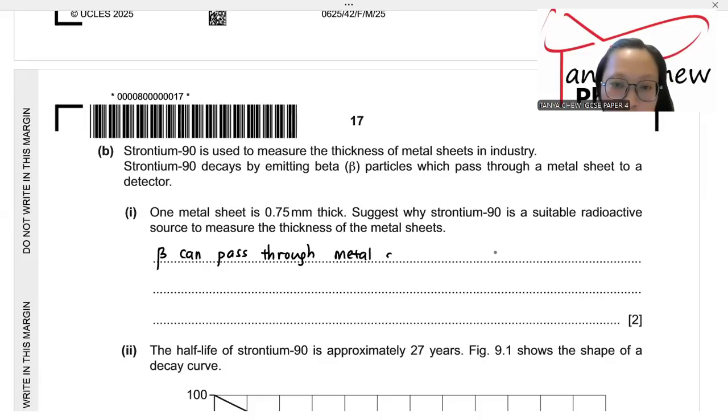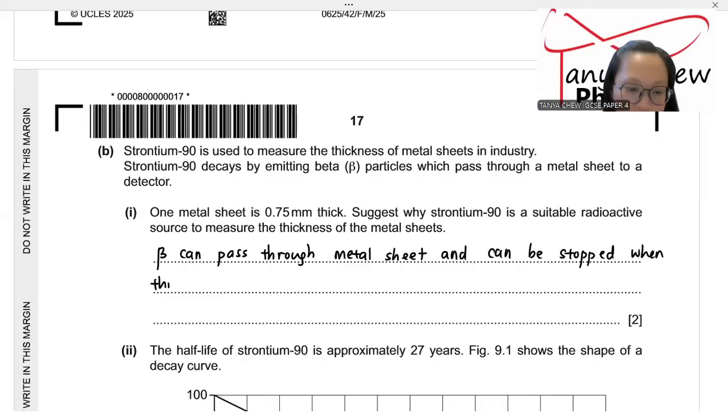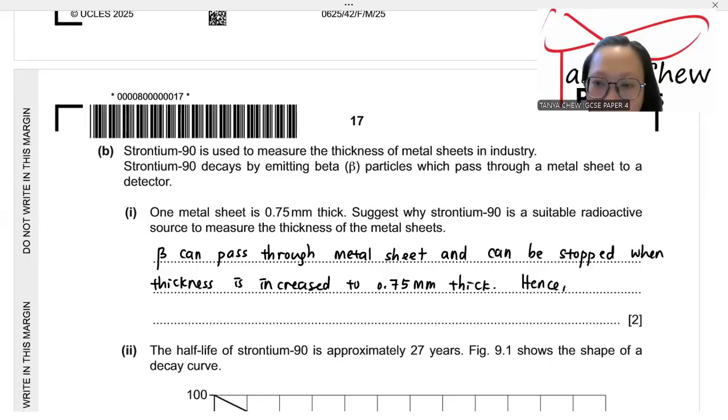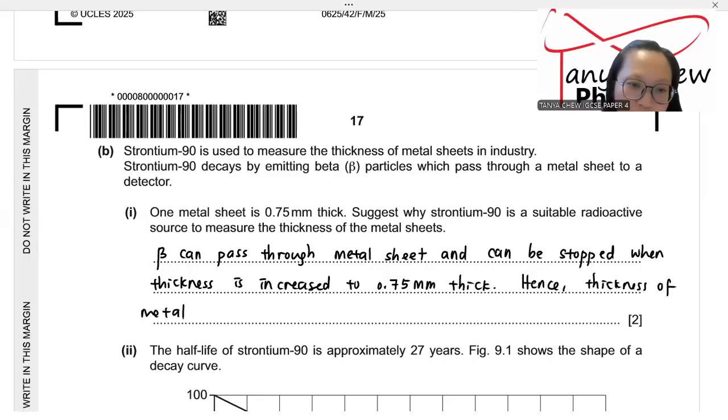metal sheets, right? And can be stopped when thickness is increased to 0.575 mm thick. So hence, thickness of metal sheet can be maintained or can be controlled.